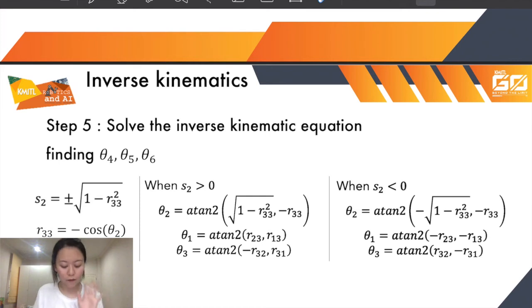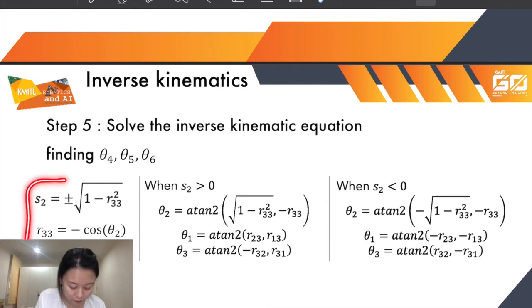Next is step 5, solving the inverse kinematic equations, finding theta 4, theta 5, and theta 6. For this step, we already have this one because we got cos theta 2, so we get sine theta 2 also. It will be separated into two cases. The first case is sine theta 2 is a positive value, and the second case is sine theta 2 is a negative value. Remember that sine theta 2 is not equal to 0.